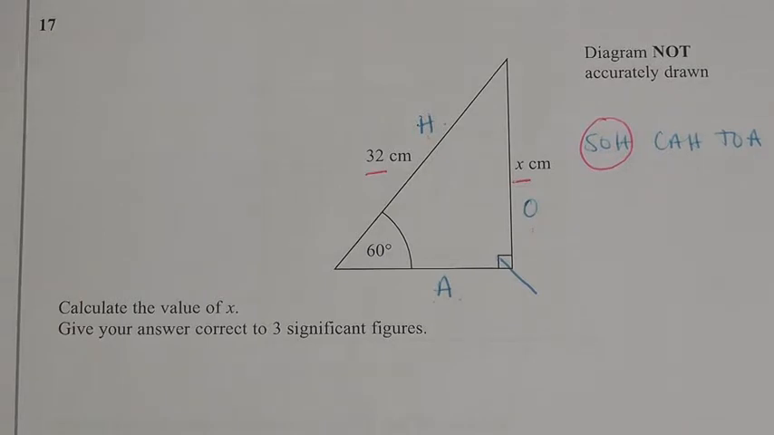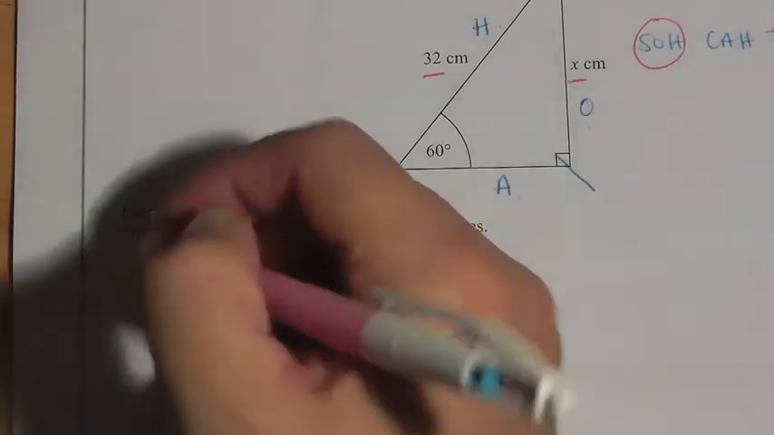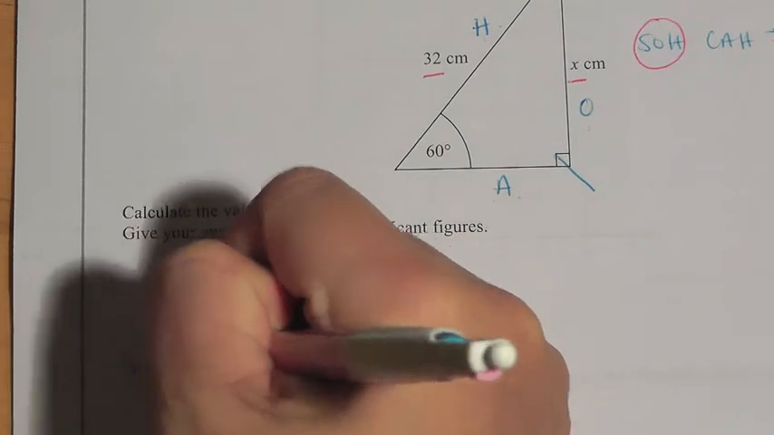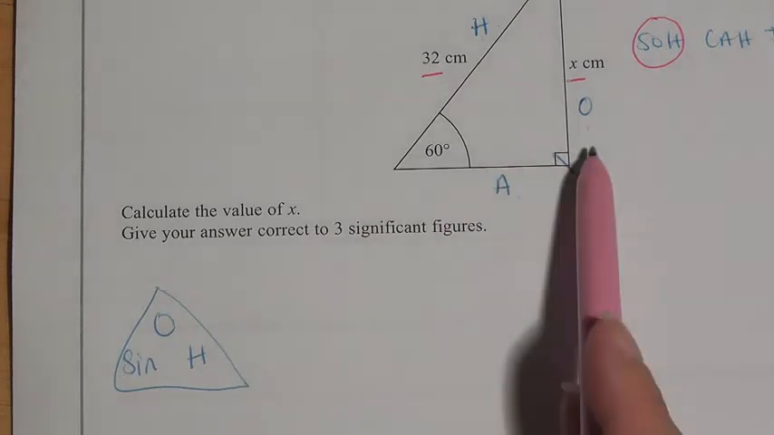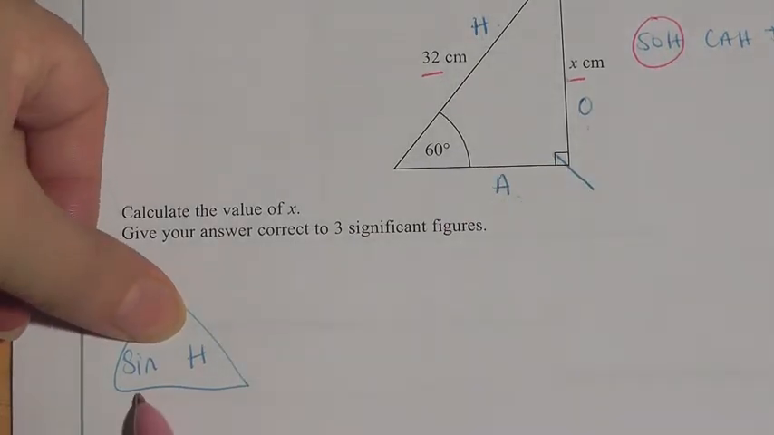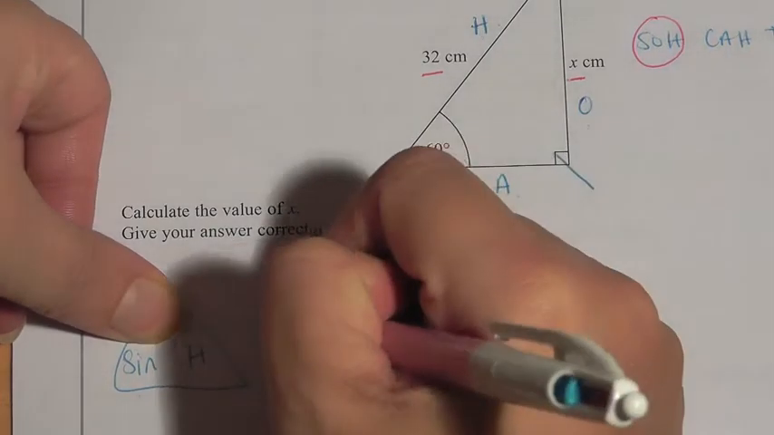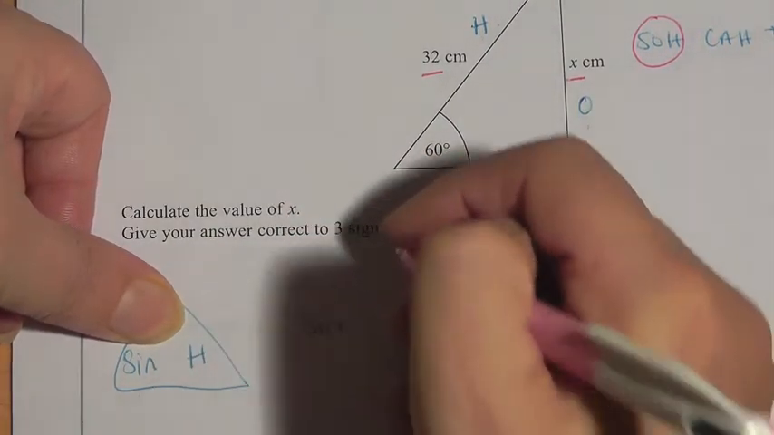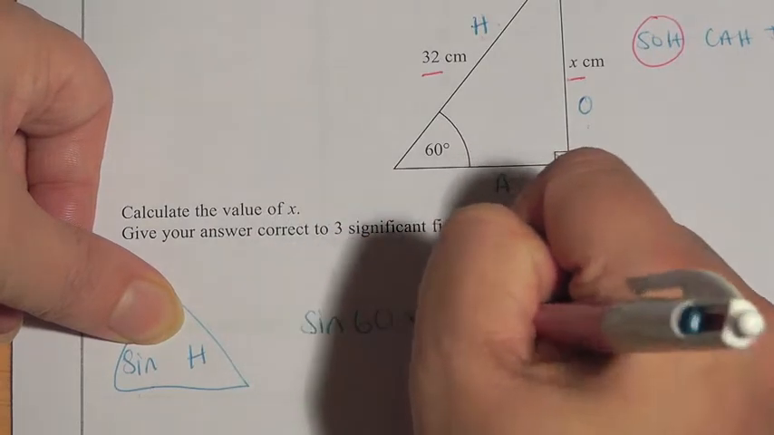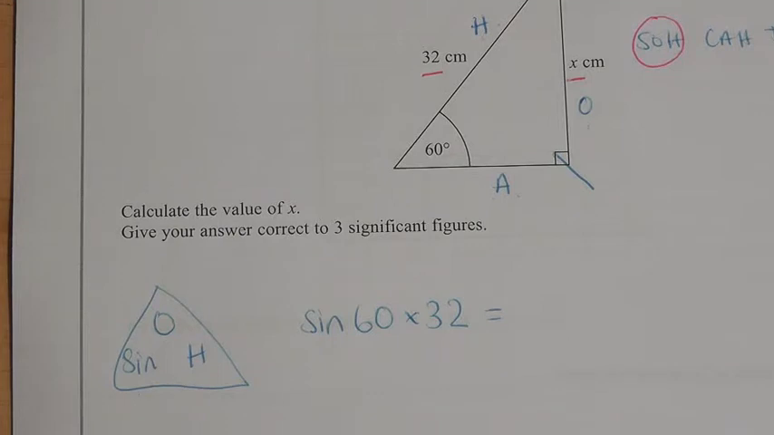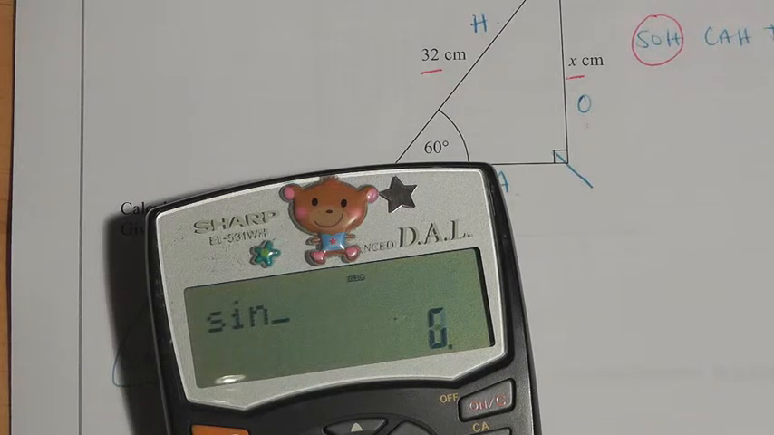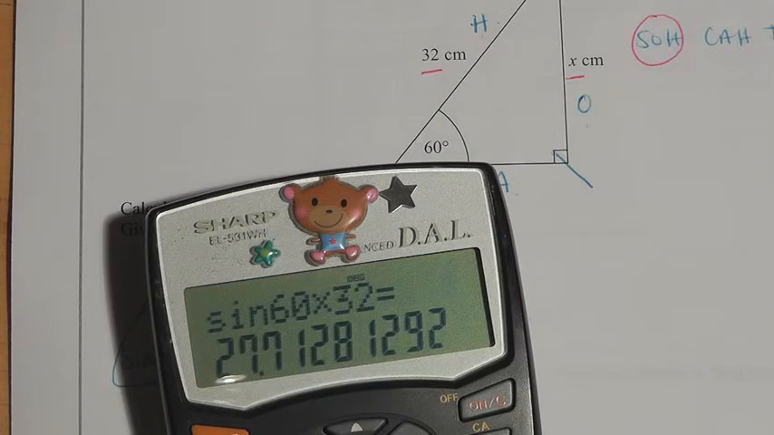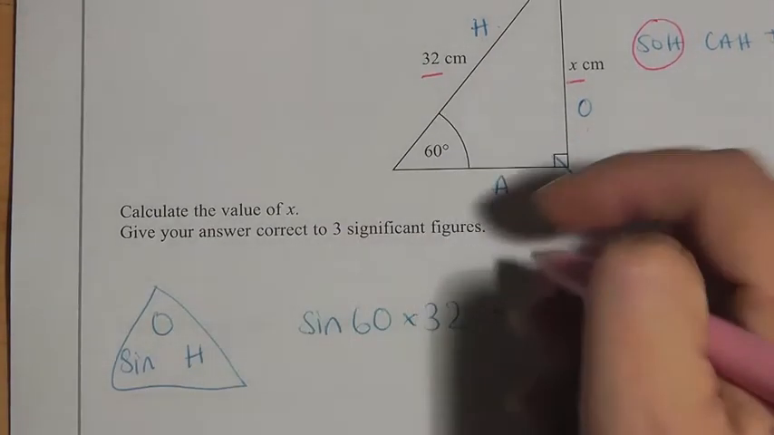So to do the calculation, useful if you can remember the triangles, but they do work like this. So here's the formula triangle, and we are trying to find the opposite side, so it's going to be the sine of the angle times the hypotenuse. So in this case, sine 60 times 32. When doing this, make sure that your calculator is in degrees or it will give you the wrong answer. So sine 60 times 32 gives me an answer of 27.7128.